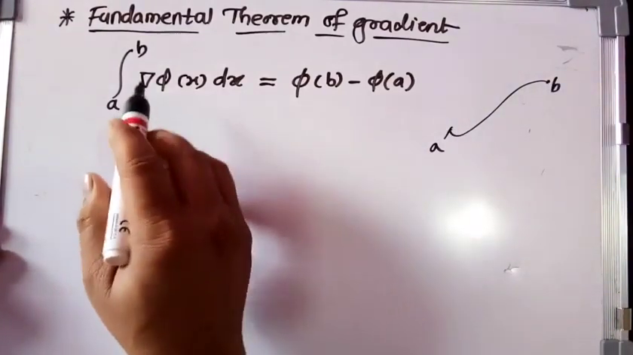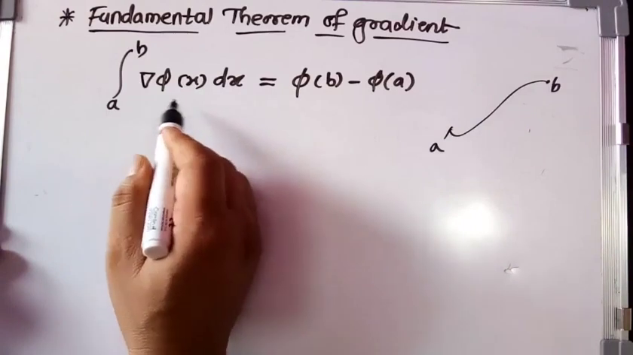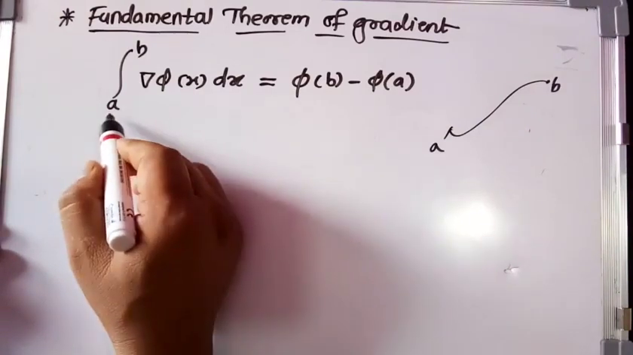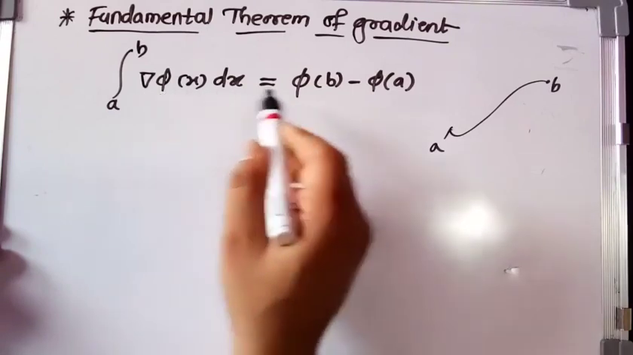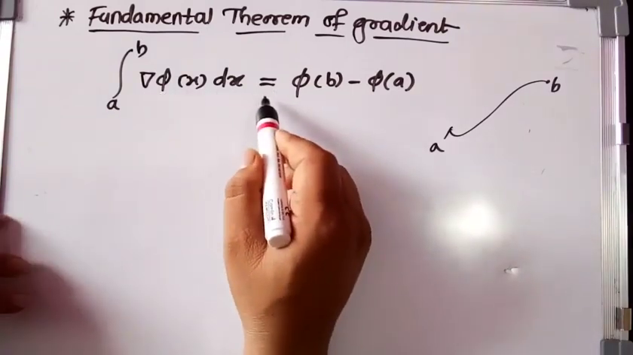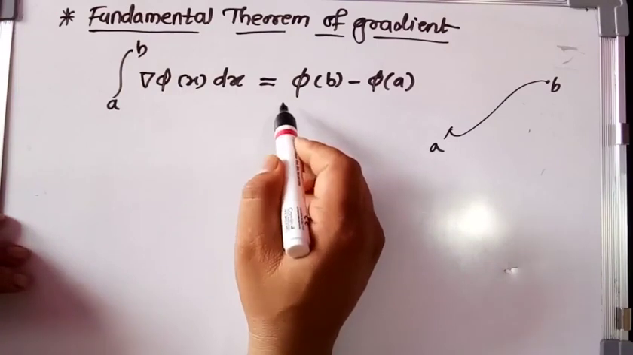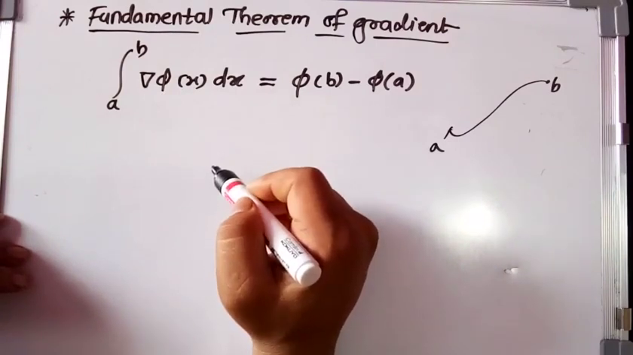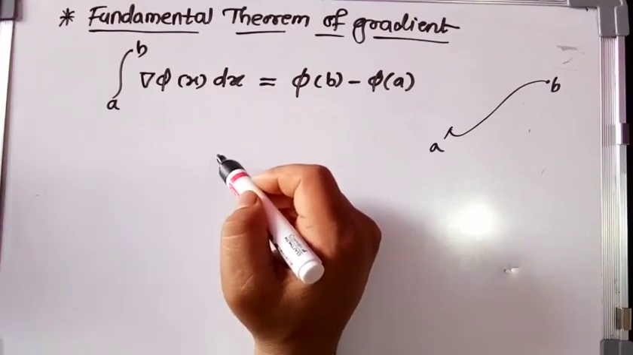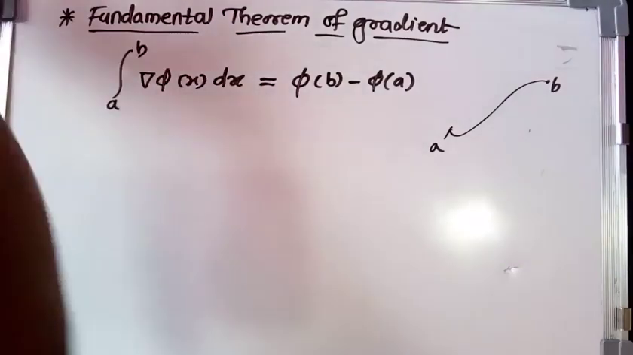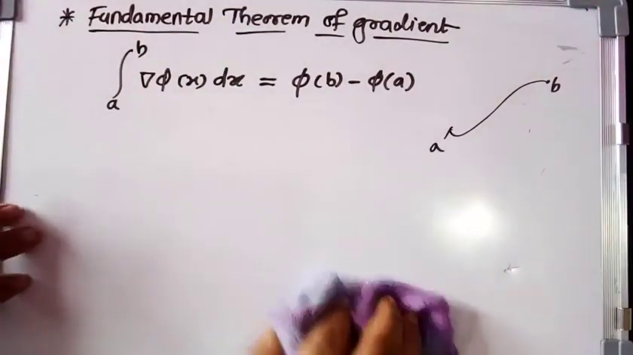Then the gradient theorem is, integration from A to B of the gradient of a scalar gives you the subtraction of the scalar function at the endpoints. Now let us see the fundamental theorem of divergence.